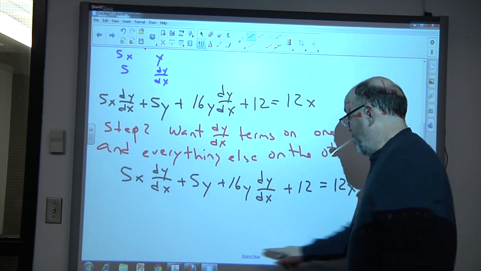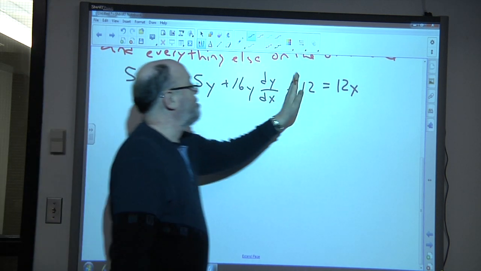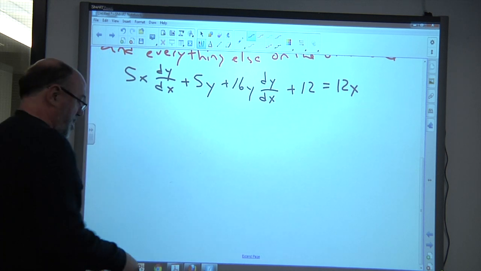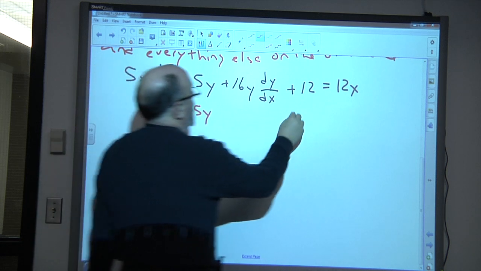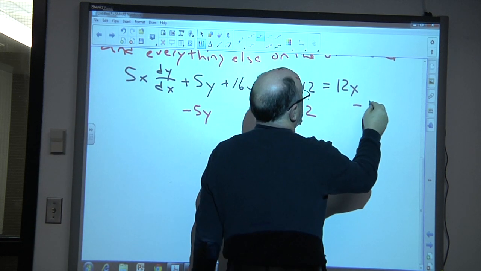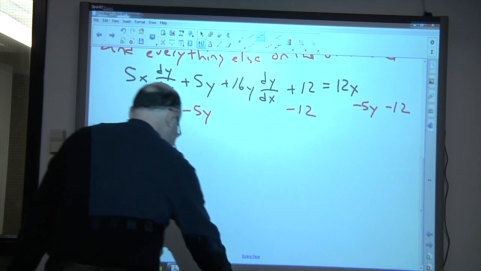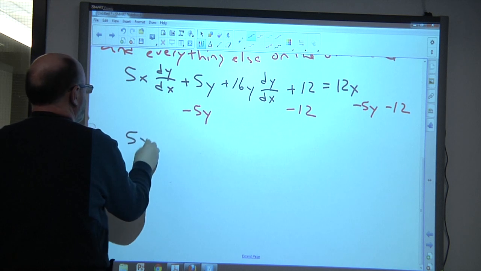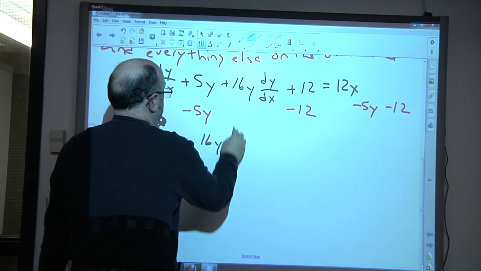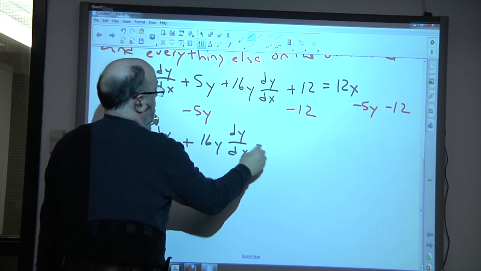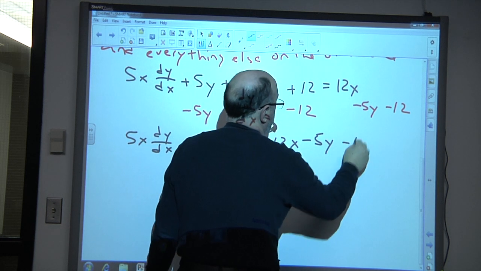Right? So what I'm going to do is I'm going to keep the dy dx's on this side, and so I'm going to take these two and I'm going to move those over there. Again, there's algebra, so we're going to subtract 5y, we're going to subtract 12. Okay? So when we do that, we get 5x dy dx plus 16y dy dx is going to equal 12x minus 5y minus 12.